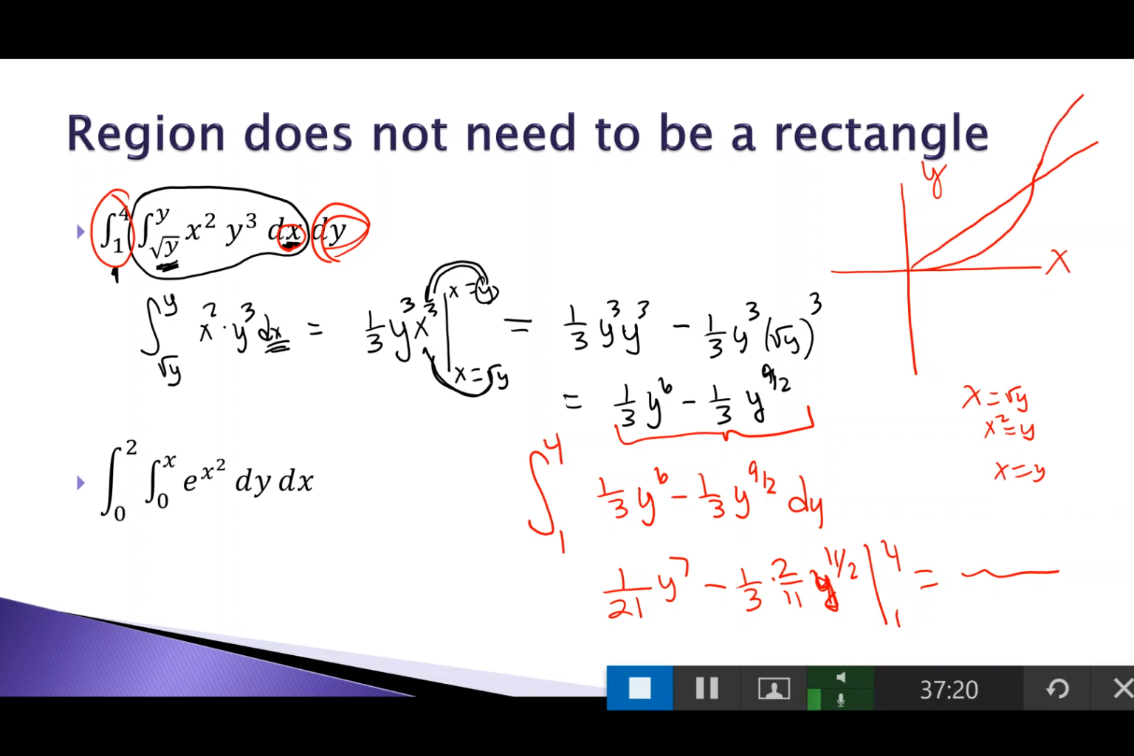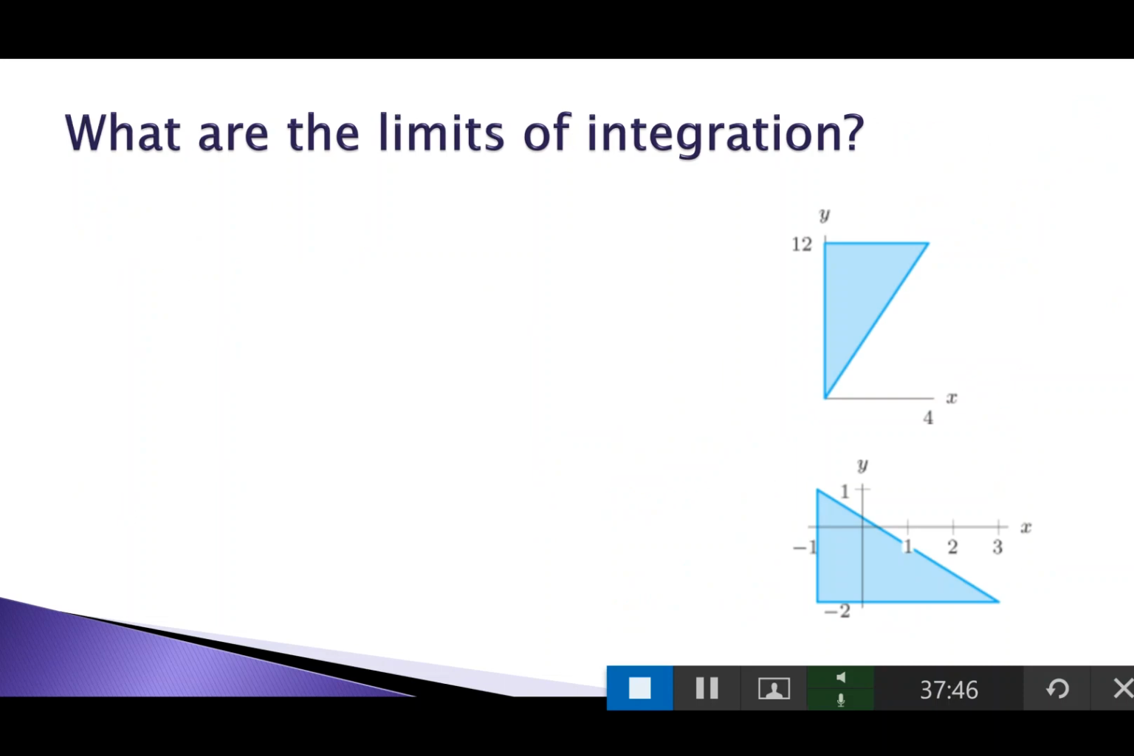Okay, so my function is between x equals root y and x equals y. And my y values go from 1 to 4. Here's where they intersect, 1 up to wherever they hit at 4. So I'm looking at that region right up there. Let's go on to the next slide and get some more practice. What's going to be important for us is also going to be the other direction, how to get the limits of integration.